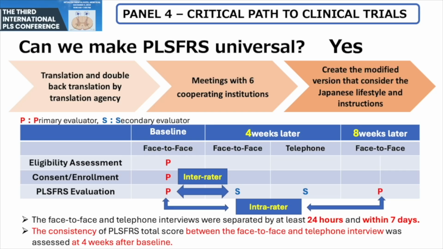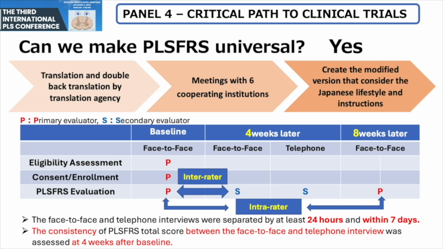Today, I'm going to tell you about the process to make the Japanese version of the PLSFRS so far. The first step is translation by a translation agency. The second step is to seek neurologists who see PLS patients. The third step is to create the modified version that considers the Japanese lifestyle. That means minimal changes, like chopstick problems in ALSFRS-R. And the last step is to make the instruction.